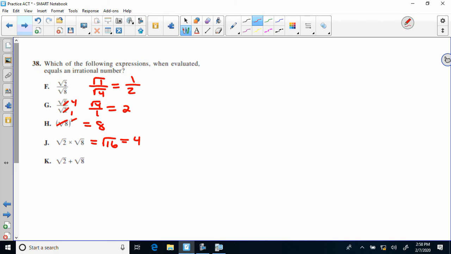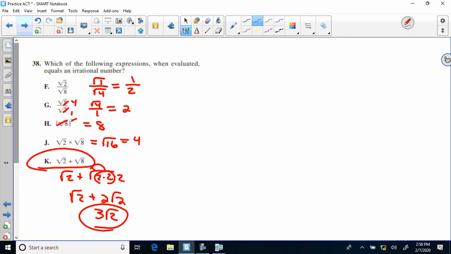But if I add these together, you cannot add them unless you have the same root underneath. But I mean, you could simplify this. The square root of 8 is 2 times 2 times 2, so you could pull a 2 out, and you'd have the square root of 2 plus 2 root 2, which is 3 root 2, but that is irrational because I have this square root of 2 there, which is a decimal that goes forever and ever and never repeats. And so it is my answer right there that is irrational.